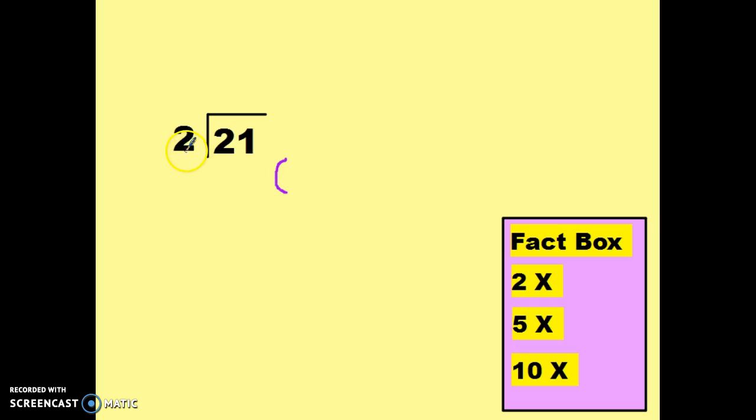It's really important that this 2, or whichever multiple you are dividing by, goes on the left hand side, and the one you are timesing by goes on the right hand side. So 2 times 10 is 20. Make sure your numbers go underneath the number above. We then subtract. 1 take away 0 is 1, 2 take away 2 is nothing.